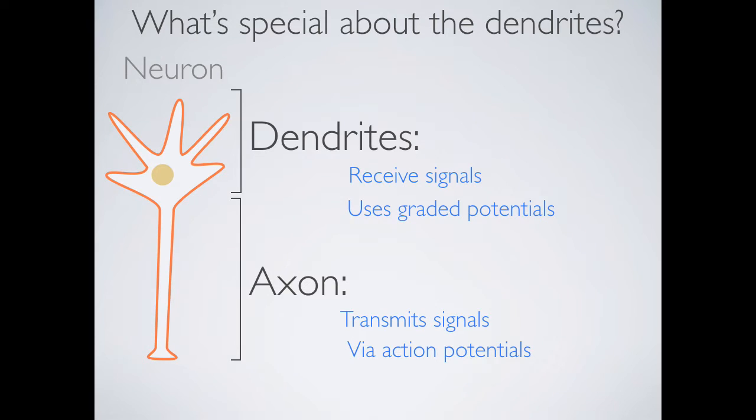So we've talked about graded potentials already. They are basically what is not an action potential. Anything that's not an action potential we'll call a graded potential. And so they're not all or none. They can be a variety of magnitudes, different membrane potentials. And we'll see how that is necessary given the functions of the dendrites.